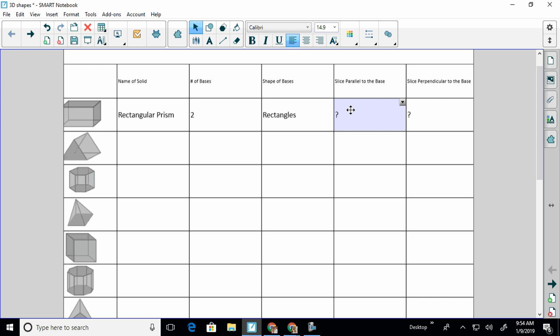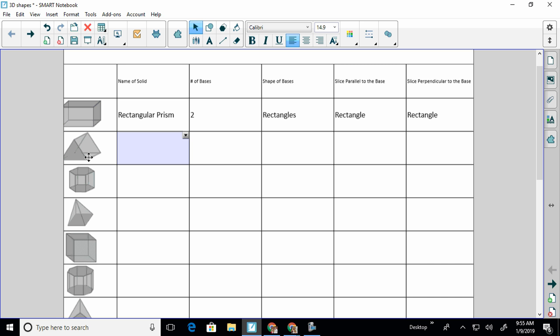Now, if you watched that slicing video before this, you'll know that if we're slicing it parallel to the base, it's going to be a cross section that cuts through and makes a slice here. So parallel to the base, in a rectangular prism, it doesn't really matter. It's going to make a rectangle parallel to the base, and it's also going to make a rectangle perpendicular to the base.